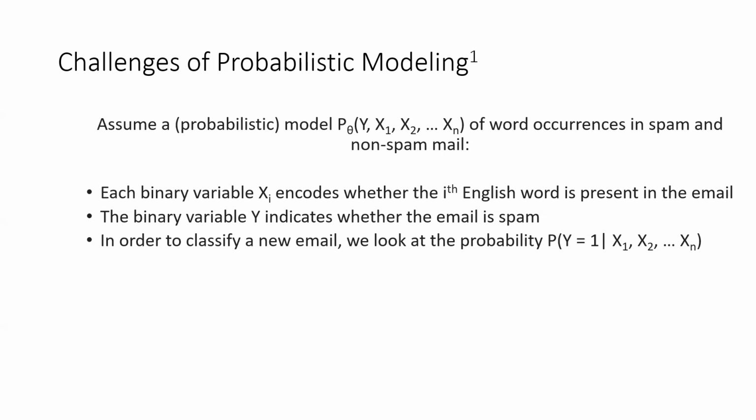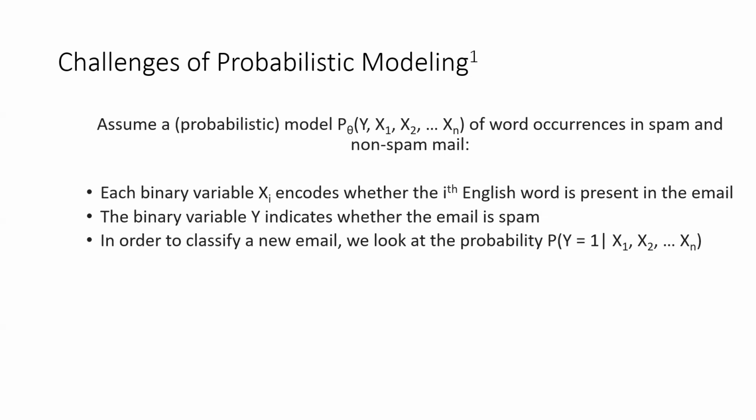In order to classify a new email, we'll define our model, this P of theta, where P is a probability distribution. We'll train this model. This probability distribution usually has some parameters that we have to learn. Once we learn them and a new mail comes, and we want to say whether it is spam or not, we look at the probability of P of y equals 1, well, in this case, 1 for me is spam, given all the instances of the other variables.